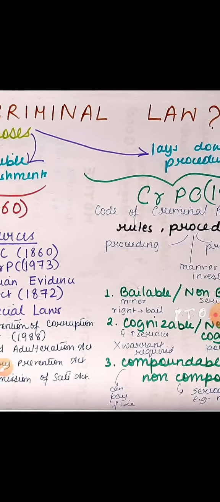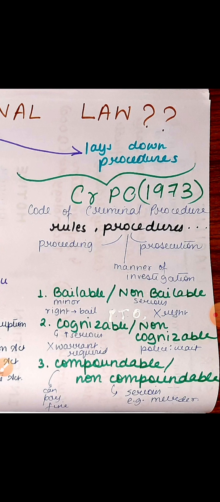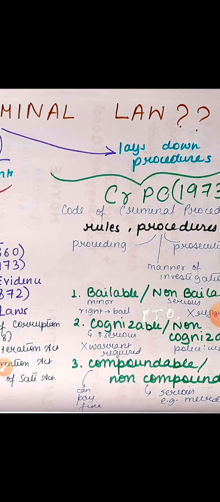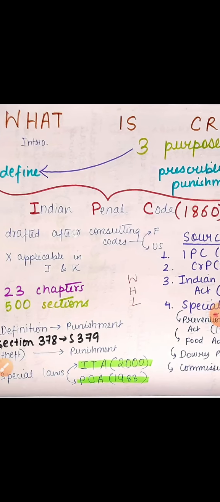Now obviously CRPC of 1973 is not the first criminal procedure code that we have in India. Before that we had the CRPC of 1898, but since it was obsolete, we have now enacted our own CRPC. It lays down rules and procedures to be followed in the proceeding, in the manner of investigation and the prosecution. Achha, let's move in a systematic way.